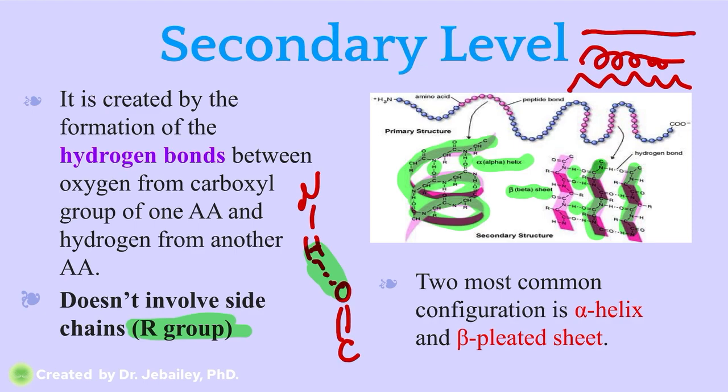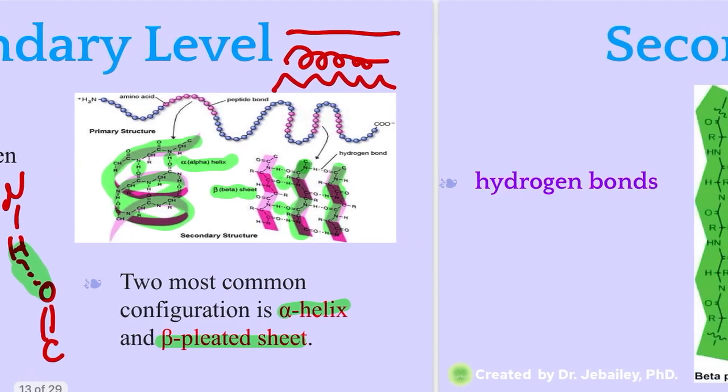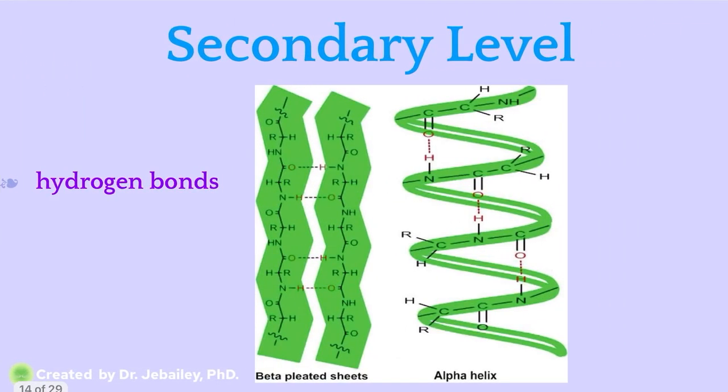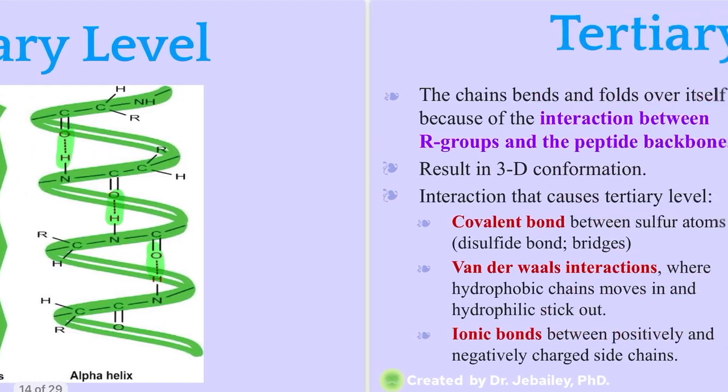So anyways, when it comes to the secondary level, we have to remember there's alpha and beta sheet. These are two examples of secondary. That means one is a spiral and one is a zigzag. So here you can see it's hydrogen bonds. As I was saying, you can see hydrogen bonds, remember, between the oxygen and the hydrogen of the nitrogen. These are hydrogen bonds that are connecting between different amino acids. And you can see there's also one here. So that's the secondary level.